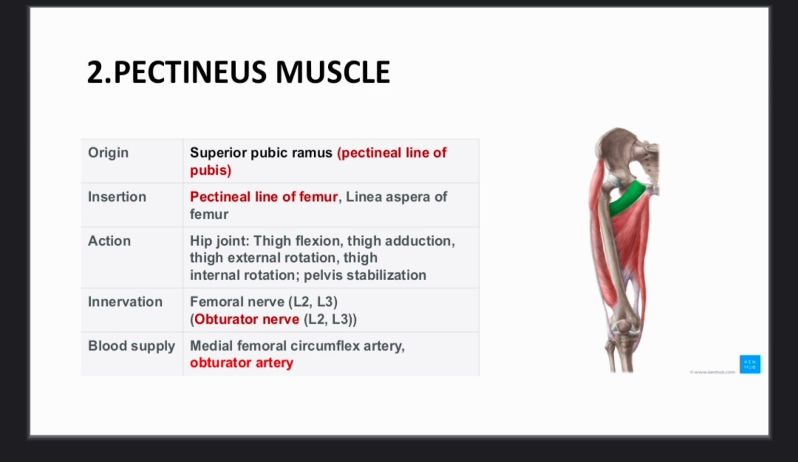Then action at the hip joint: the pectineus helps in thigh flexion, thigh adduction, and thigh external rotation. It may also assist internal rotation depending on the position of the hip and contributes to pelvic stabilization during movement. Innervation, that is nerve supply: this is primarily supplied by the femoral nerve, but may also receive branches of the obturator nerve. Blood supply is from the medial circumflex femoral artery and obturator artery.